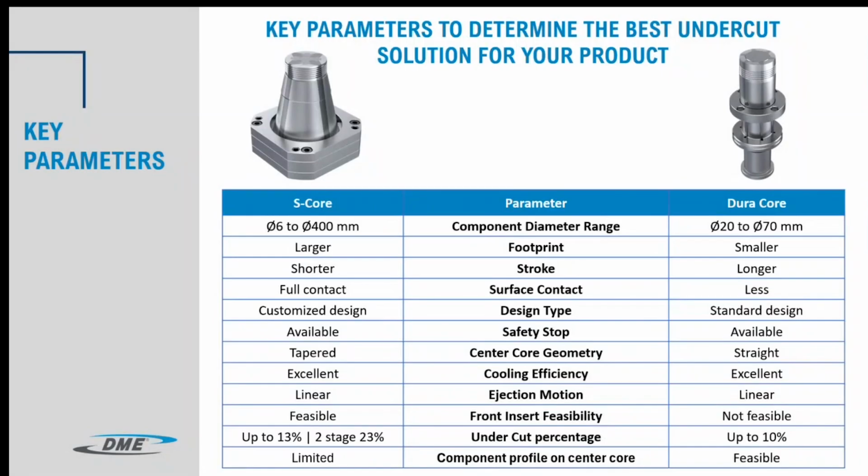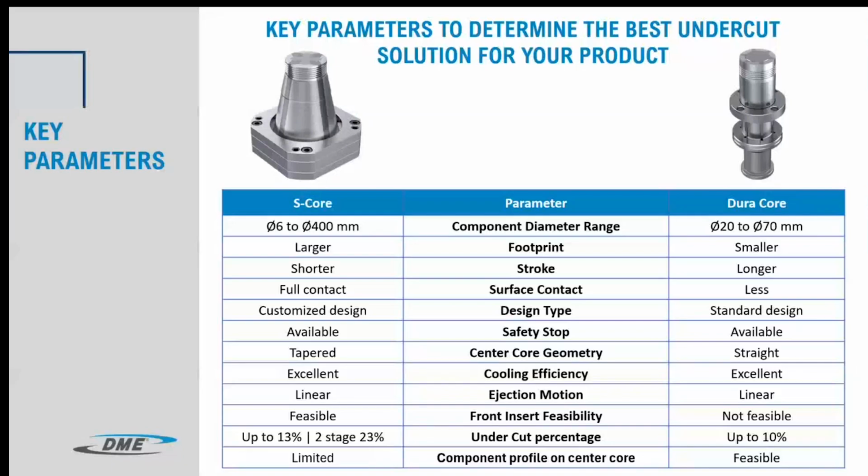Both of them offer excellent cooling efficiency. We can have an internal core that's cooled. Both eject with straight linear motion of the mold. Front insert feasibility. This has to do with actually adding some part shape at the front side. With the S-Core that is feasible, and not feasible with the DuraCore.